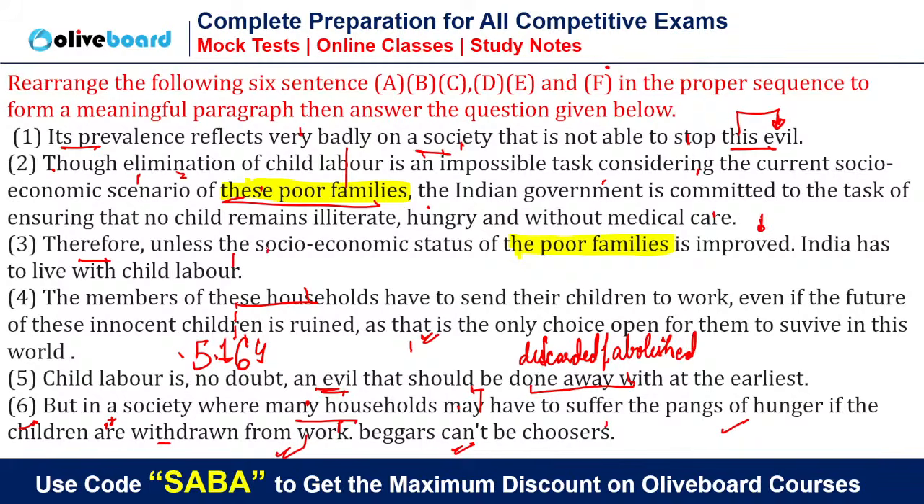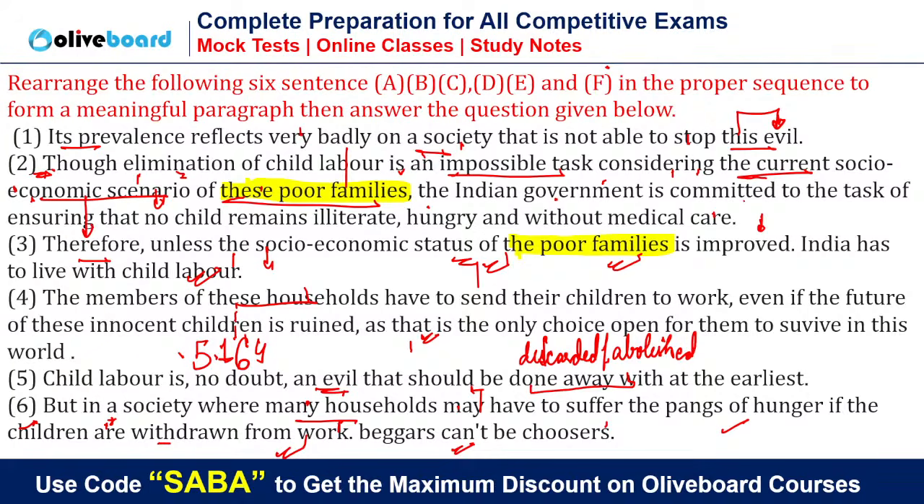So if we want to abolish child labor, first we have to improve the economic status of the poor families. Unless the economic status of these poor families is improved, India has to live with child labor. And then we are saying this is our inability, though elimination of child labor is an impossible task. So we cannot completely avoid it. Considering the current socio-economic status of these poor families, these both are related.